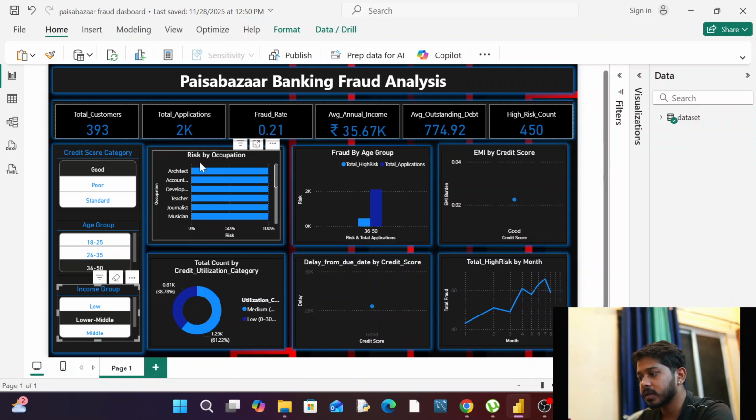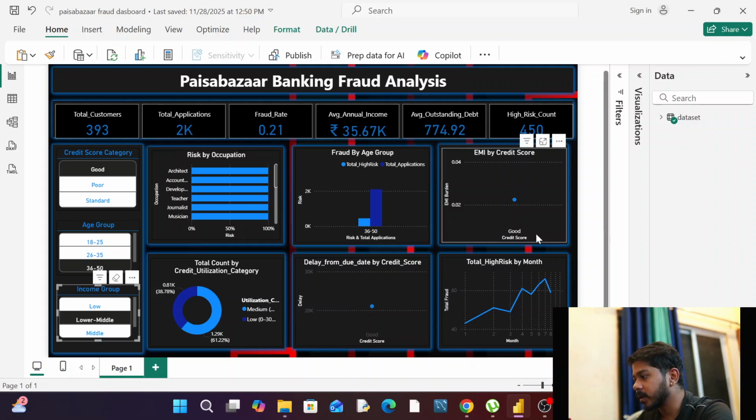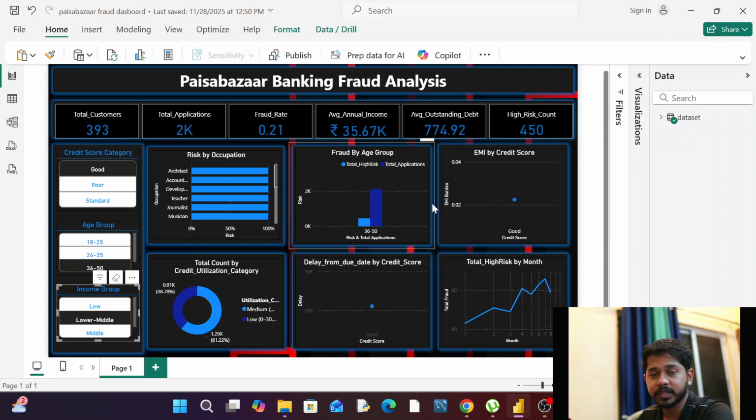The same goes with risk versus occupation. We can see risk versus occupation also. Every occupation shows some high risk. The third chart is EMI by credit score. You can see if there is a good credit score, then what are the EMI statistics? How much EMI he has taken, or how much EMI he pays every month. EMI basically means how much loan he has taken.